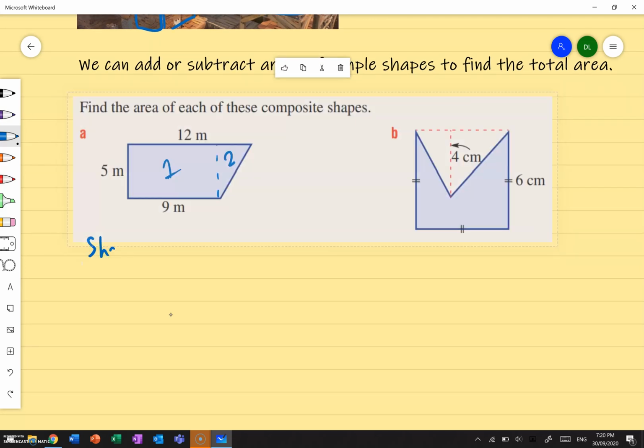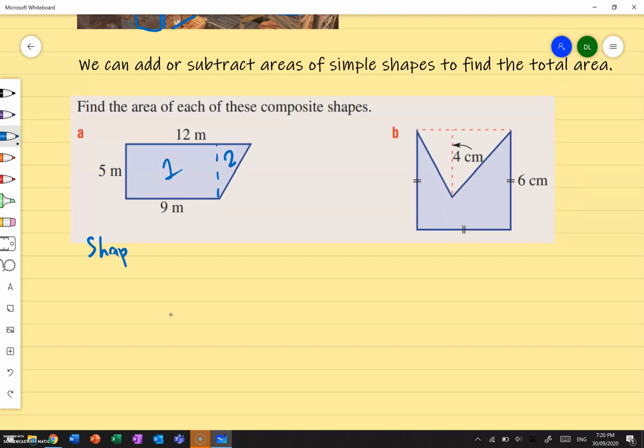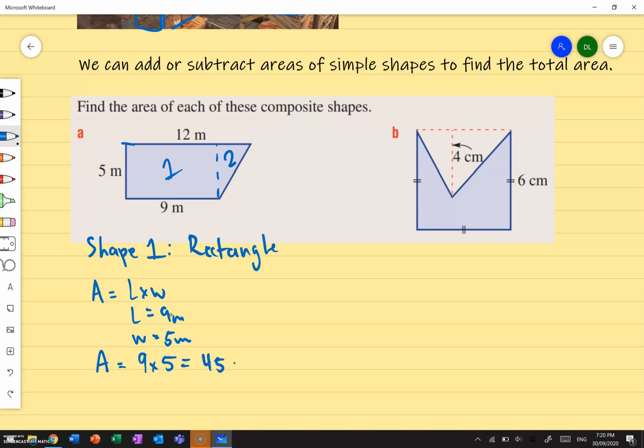Let's focus on shape 1. You don't have to call it shape 1, that's just my preference. Shape 1 is a rectangle. Remember that the formula for the area of a rectangle is length times width. I know my length is 9 meters, that's this distance over here. I know that my width is 5 meters, which is from here to here. So my area equals length times width, 9 times 5, which gives me 45. And remember, working with area, so 45 meters squared.